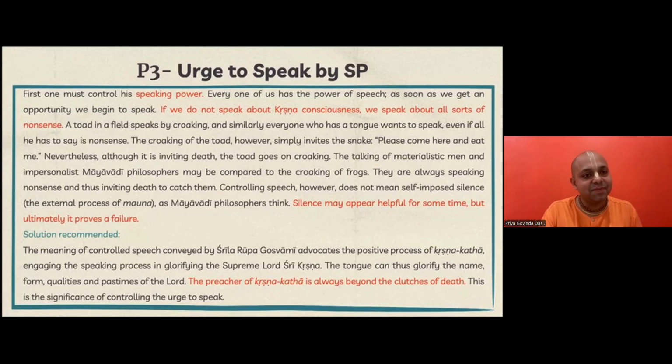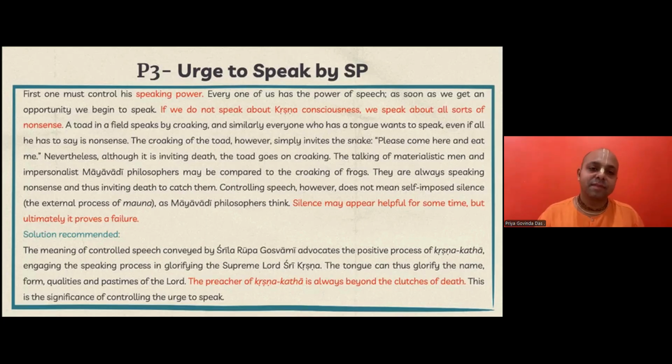First, one must control his speaking power. Every one of us has the power of speech. As soon as we get an opportunity, we begin to speak. If we do not speak about Krishna consciousness, we speak about all sorts of nonsense. A toad in a field speaks by croaking, and similarly, everyone who has a tongue wants to speak, even if all he has to say is nonsense. The croaking of the toad, however, simply invites the snake: please come here and eat me. Nevertheless, although it is inviting that, the toad goes on croaking.